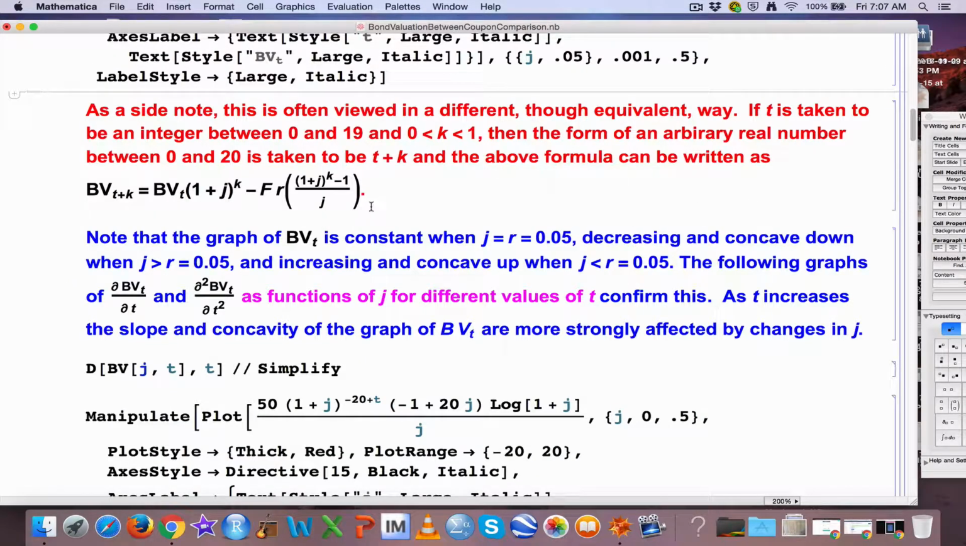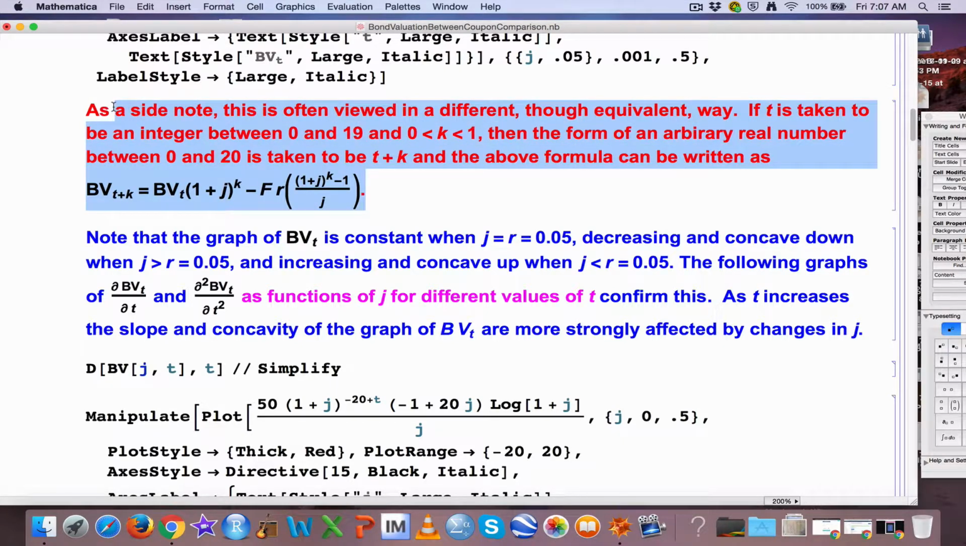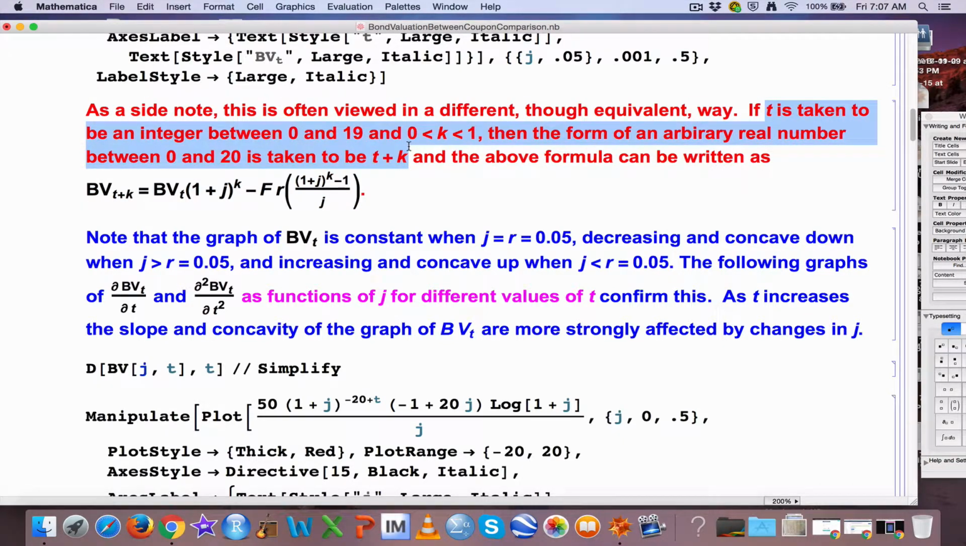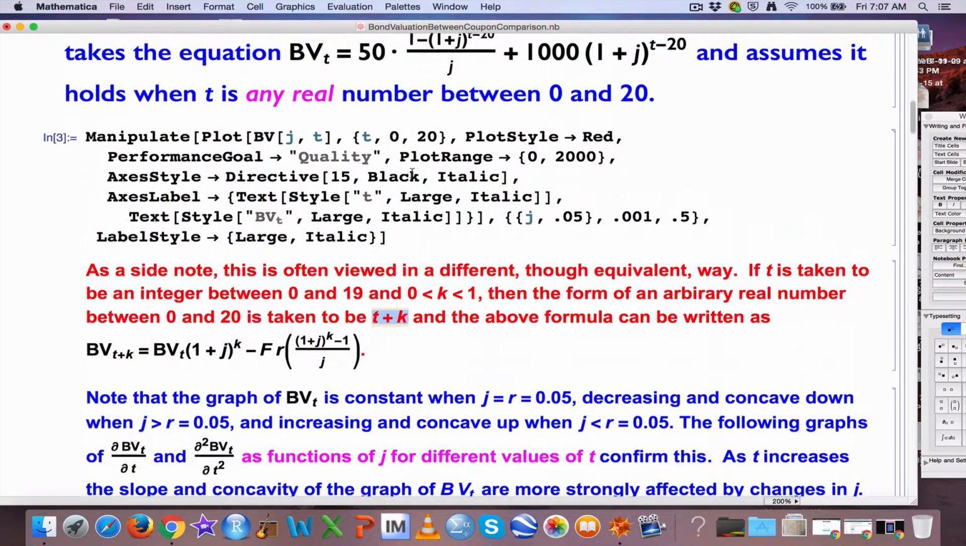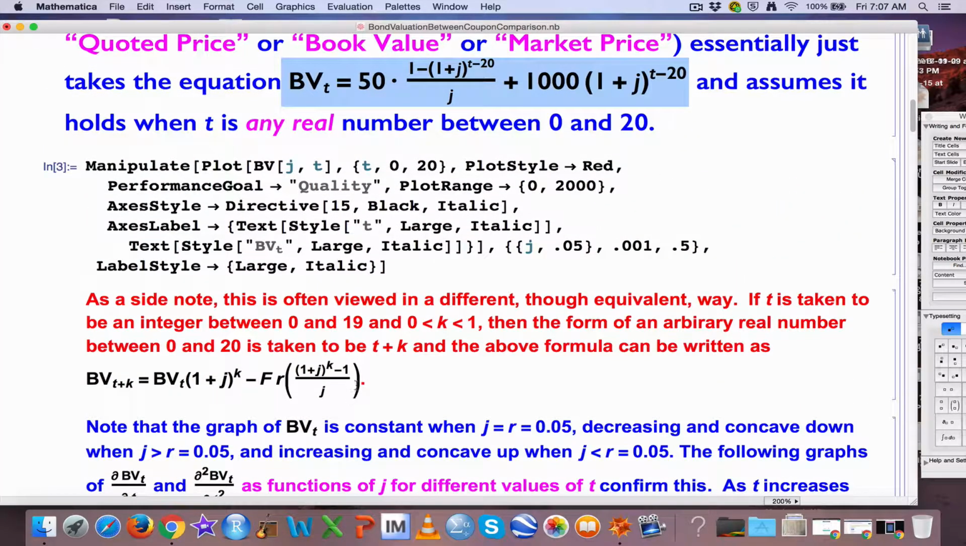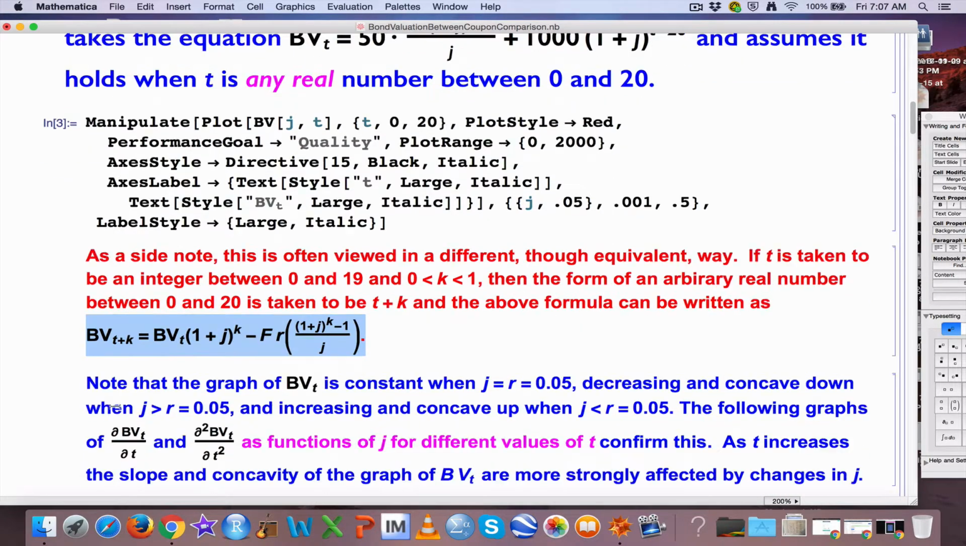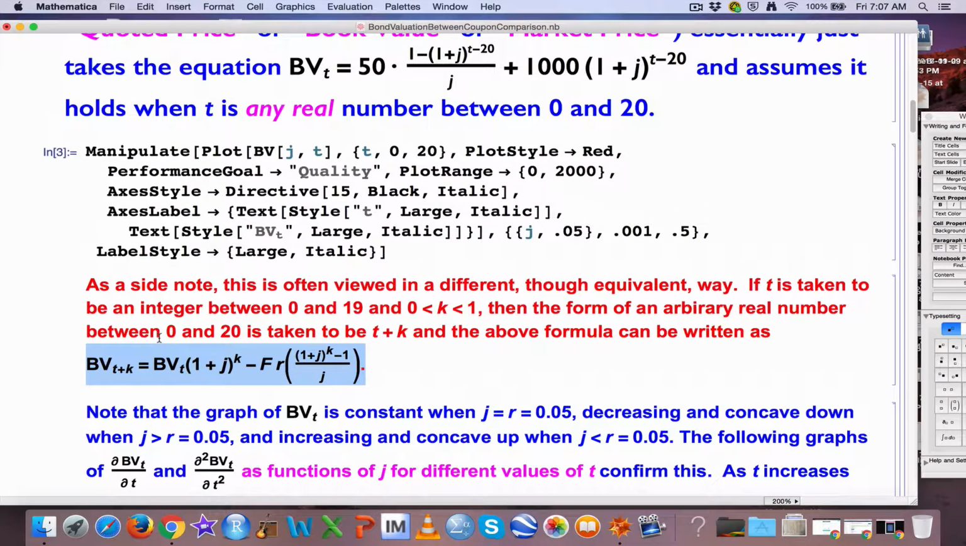Now, in books, you'll often see it described this way. If t is taken to be an integer between, say, 0 and 19, and k is any real number between 0 and 1, take an arbitrary number between 0 and 20 and represent it as t plus k. Then the formula above can be written like this, and this is the way you're going to typically see it, for example, in Kellison's book. You should check on your own that these are equivalent.